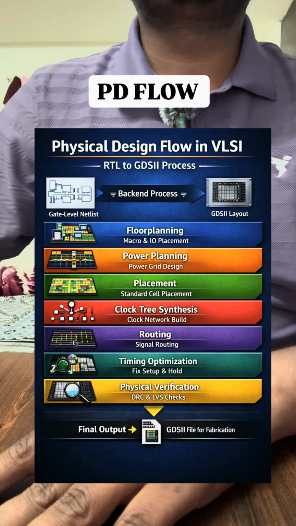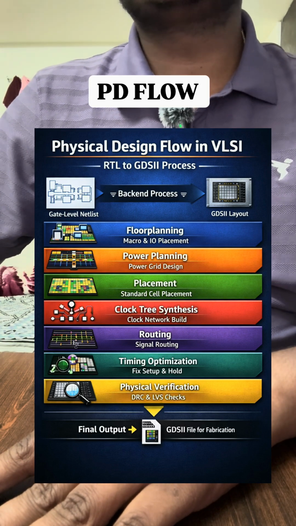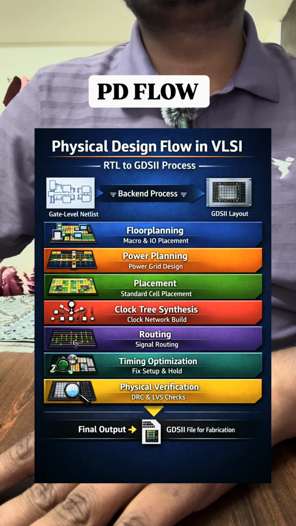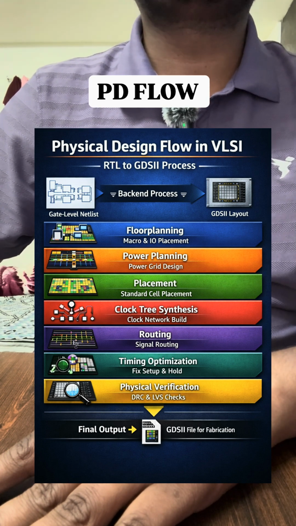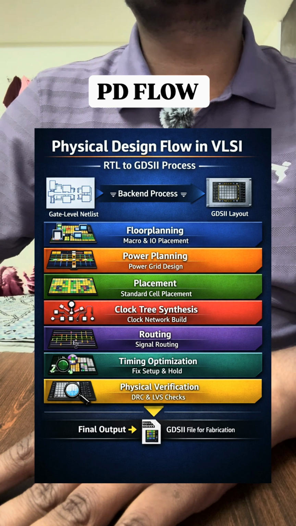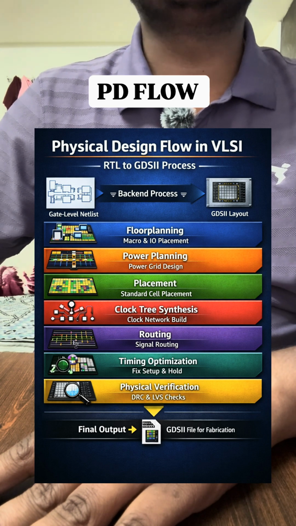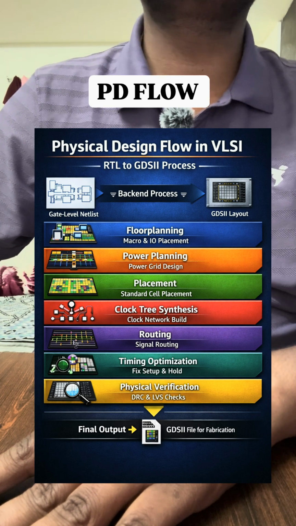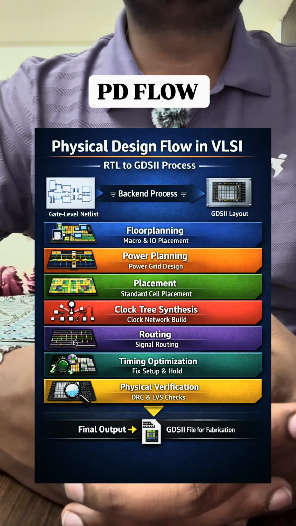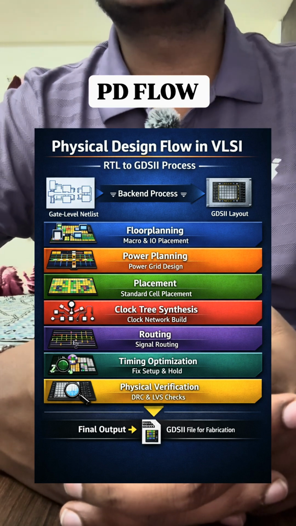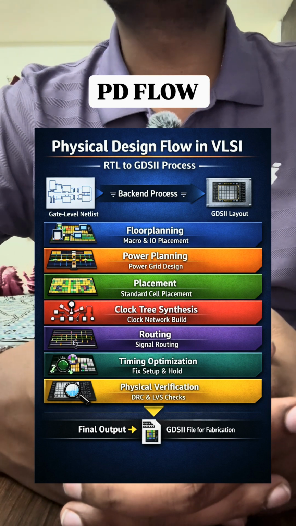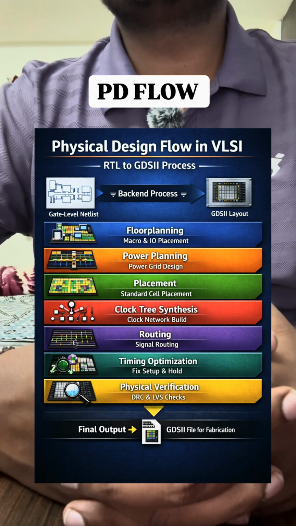Hi everyone. Today I am going to explain the complete physical design flow in VLSI, step by step from netlist to GDS. If you are planning for interviews or starting your career in physical design, this explanation will give complete clarity about physical design. Physical design is a backend VLSI process where the input is a synthesized gate-level netlist and it is converted into silicon layout. The flow begins after synthesis.